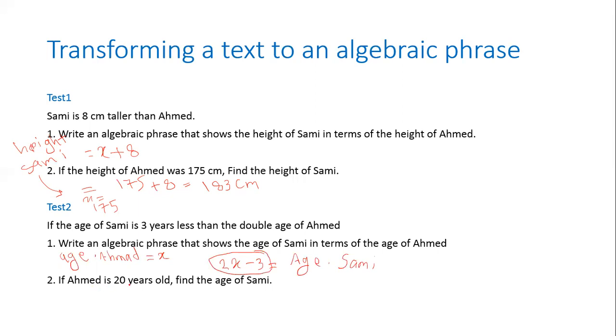If Ahmed is 20 years old, find the age of Sami. So we replace x equals 20 in the algebraic phrase that we got on the first part. So we get 2 multiplied by 20 minus 3, this will give us 37 years, which is the age of Sami.